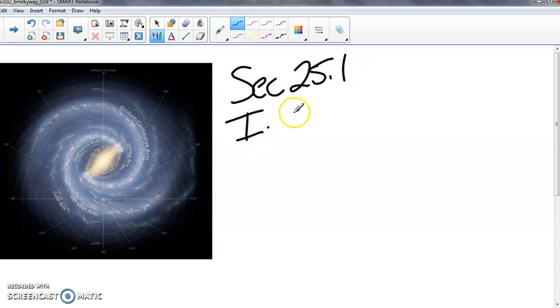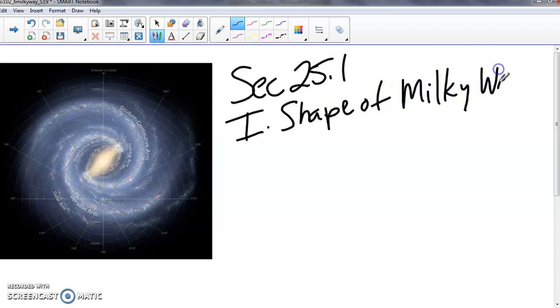What type of galaxy is ours? What is the shape of the Milky Way? And you can see from this picture here, this is an artist's idea of what our Milky Way galaxy might look like if we were able to get out of it and look from above. It has a bar. We live in a barred galaxy.